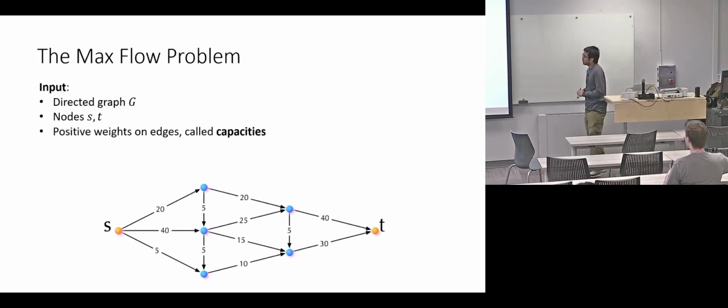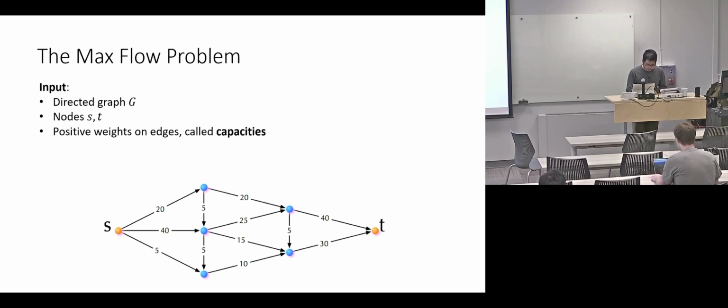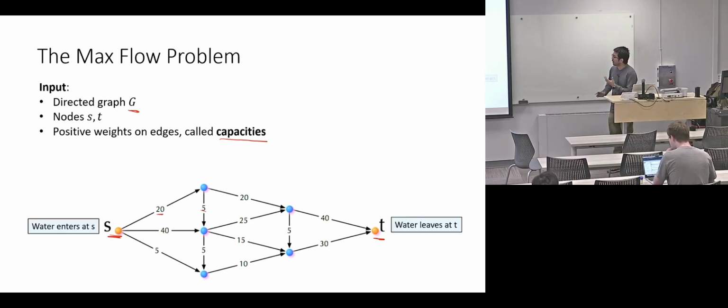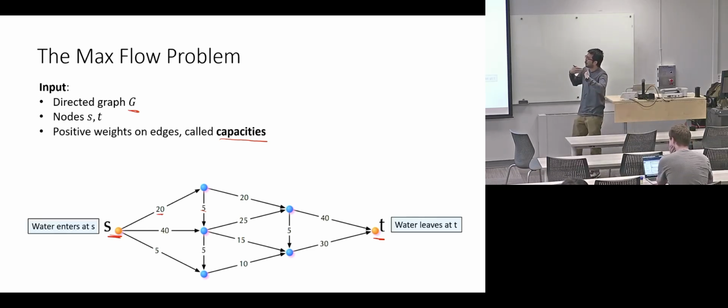Okay. So what is this problem? It's a problem where you have a graph G, and you have a special source node S and a sink node T. And for each edge, you have some number which we call capacity. The way you should think about this problem is that you want to send water, a flow of water, from the source S to the sink. You try to send flow from source to sink.